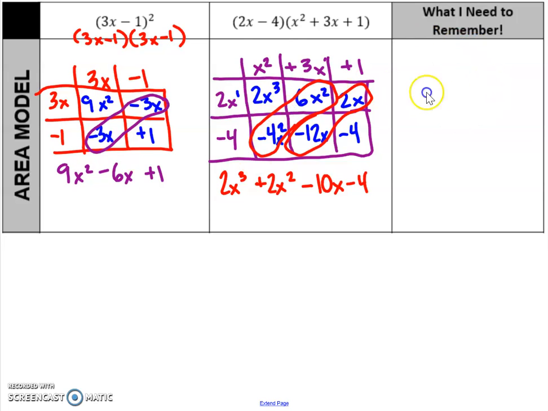Take a moment, write down what you're going to need to remember to get this method correct. Is it, hey, multiply to get in, add to get out? Is it watch my exponents, make sure they change when needed? Whatever you need, so when you look back on this, you're like, oh yeah, I remember.